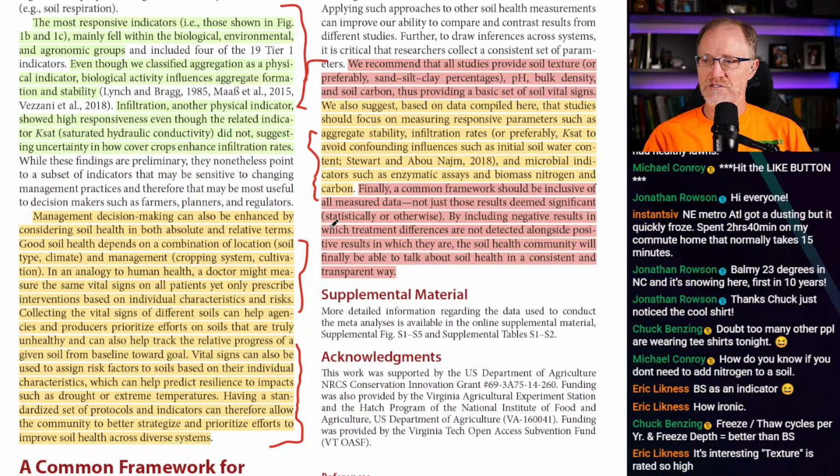By including negative results in which treatment differences are not detected alongside positive results in which they are, the soil health community will finally be able to talk about soil health in a consistent and transparent way. So what that means is if you go pull 40 papers on, pick a topic, nitrogen applications or iron applications or whatever, you're generally going to find papers that showed a difference. There's not going to be a whole lot of papers that show nothing happened. Well, nitrogen is not a good example because you're going to have results almost all the time with nitrogen, but you know what I mean? You're not going to find a whole lot of papers that said nothing happened.